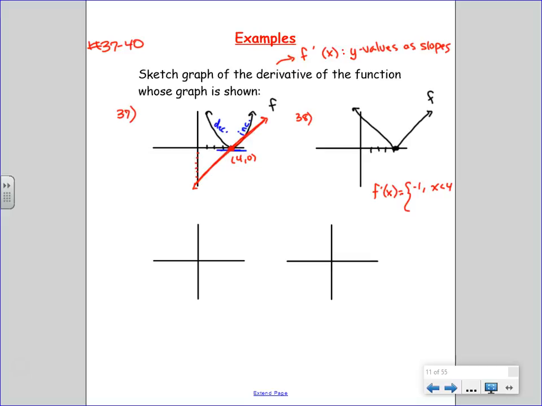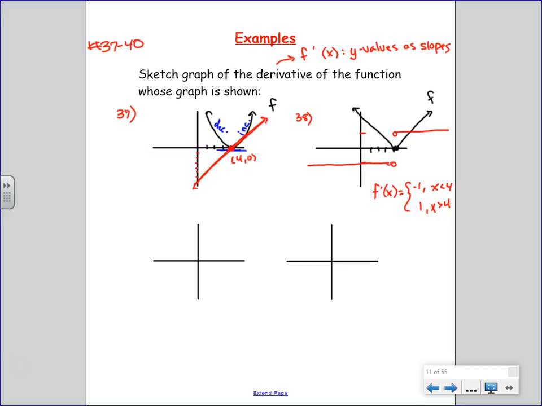And then after x equals 4, now it's rise 4, run 4. That's going to be a positive 1 for x greater than 4. Now how do we graph this? It's a piecewise. For all x less than 4, it's just going to be a straight line at negative 1. For all x greater than 4, it's just going to be a straight line at positive 1. And why were there holes?